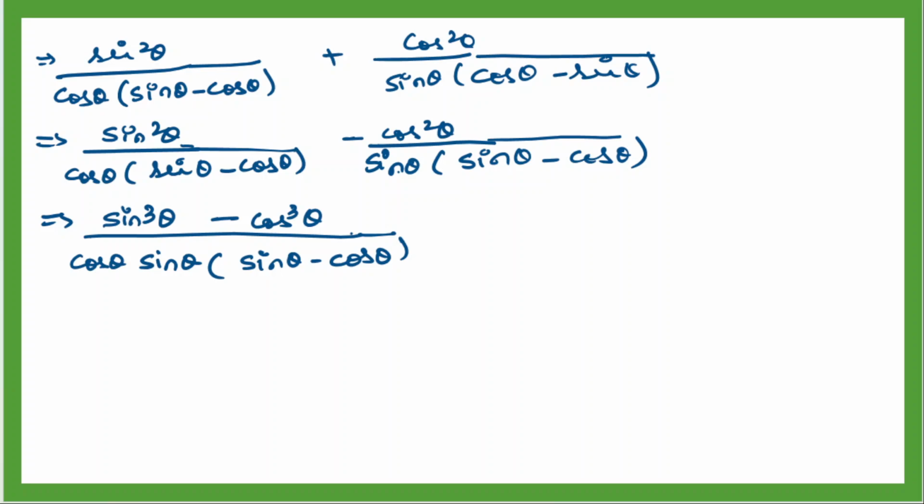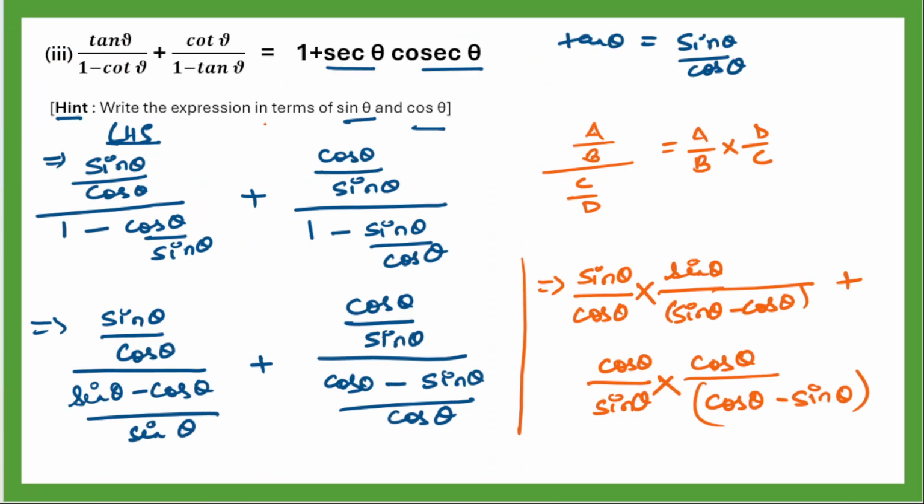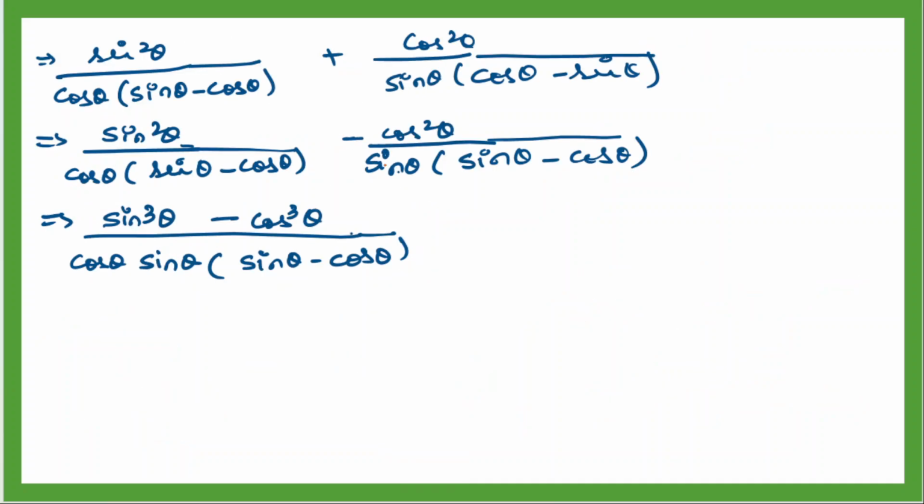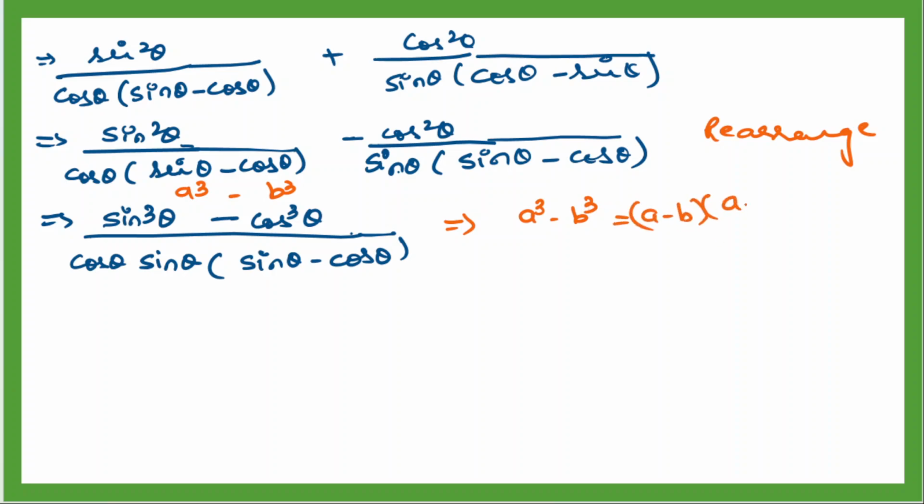Because in this question we are using three things. First, we have written the expression in terms of sin theta cos theta. Second, we rearranged the denominator here. Okay. And then take the LCM. Third, we are going to use a cube minus b cube. So it is going to form like a cube minus b cube. So a cube minus b cube equals a minus b, in bracket a square plus ab plus b square.